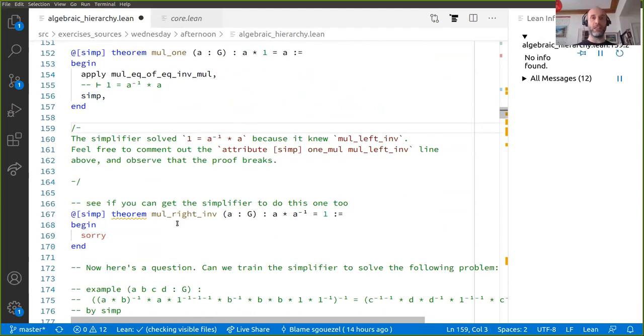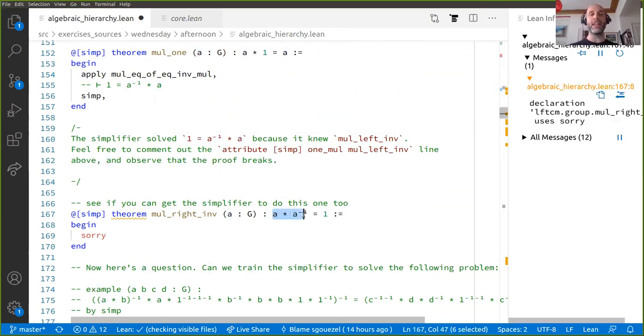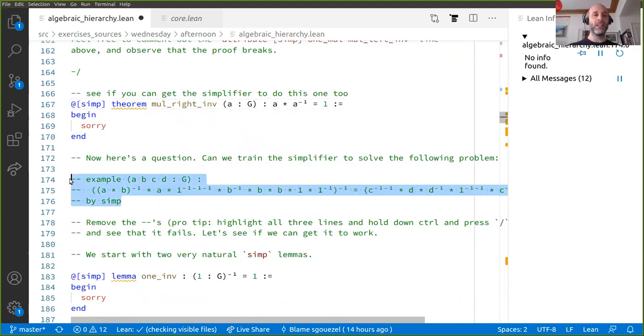So now we can train the simplifier, and we know we want to tell it equalities of the form A equals B, where A is more complicated than B. So here's a dumb group theory question.